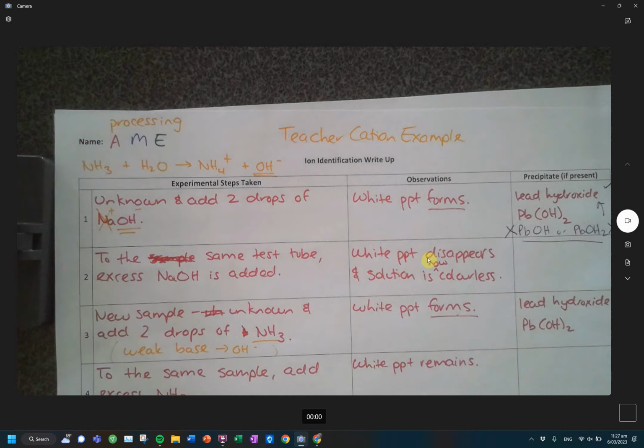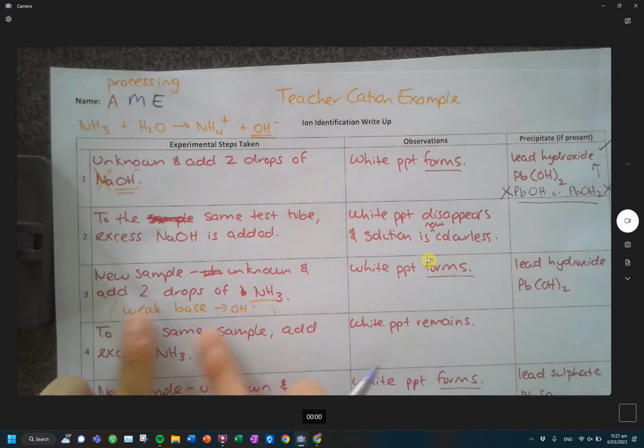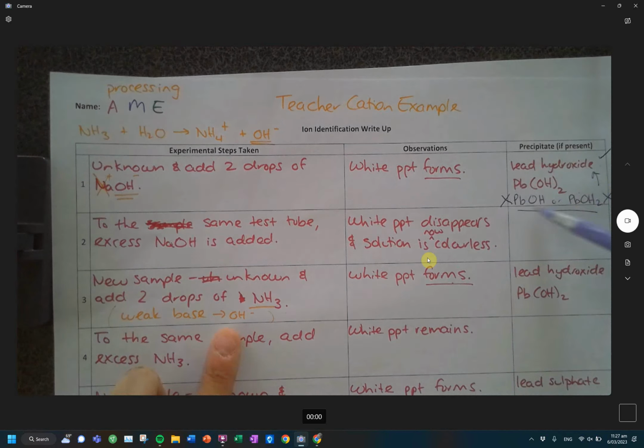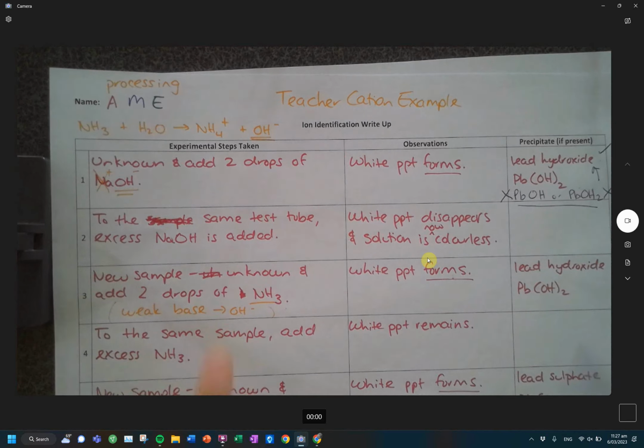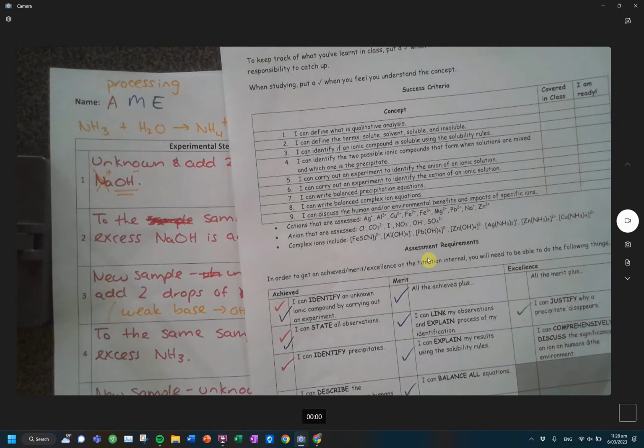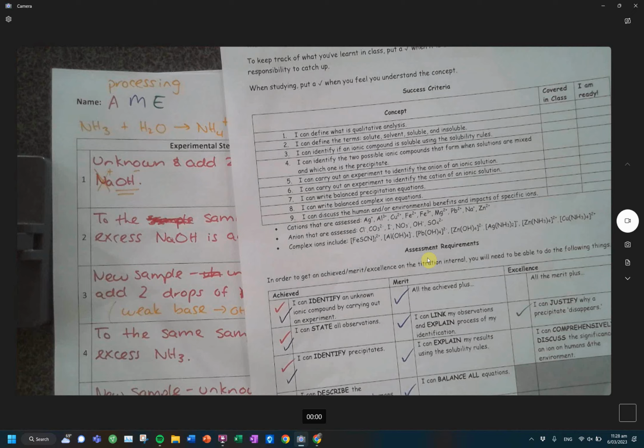Cool. The other one that can be a little bit tricky is the one with the 2 drops of ammonia. Remember, ammonia is a weak base, so it actually is providing us hydroxide ions. And so the precipitate here is going to have the hydroxide again. So basically, whatever you have up here is going to be repeated down here. So just watch out for that one. And that's going to be consistent throughout the cation identification steps. You're going to have the 2 drops of ammonia and then excess, and you have to be able to tell me what that precipitate is. Cool. And then if I tick that off, that is my achieved.